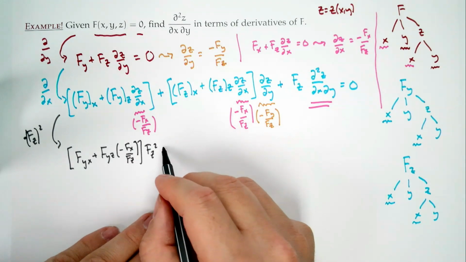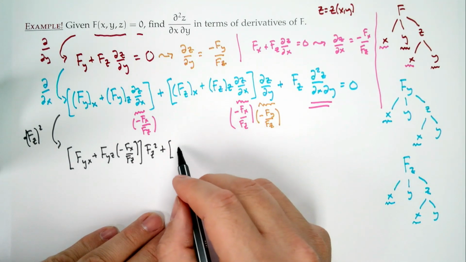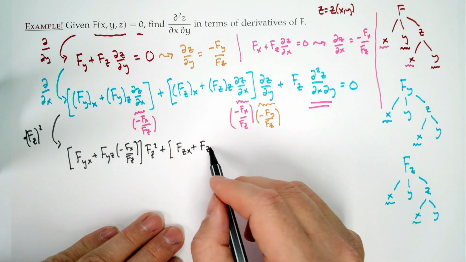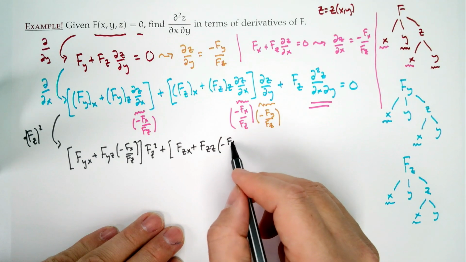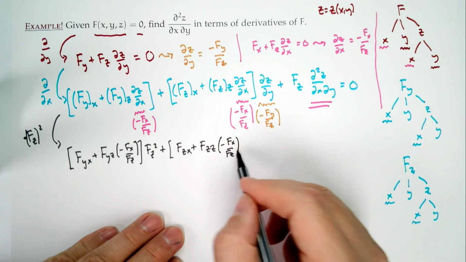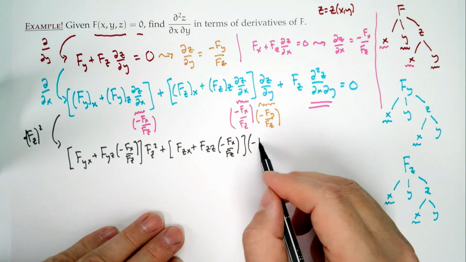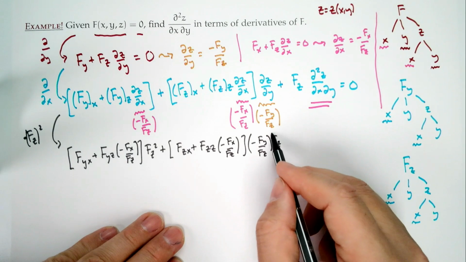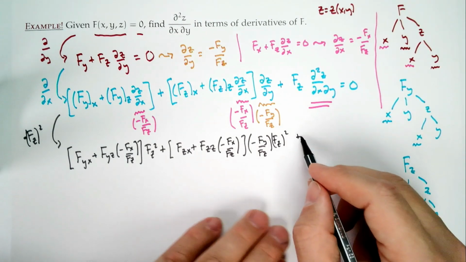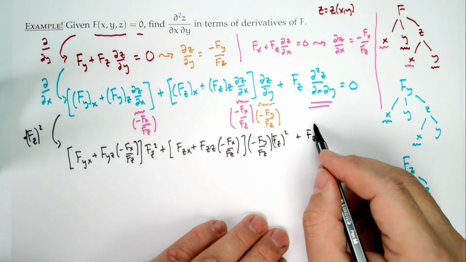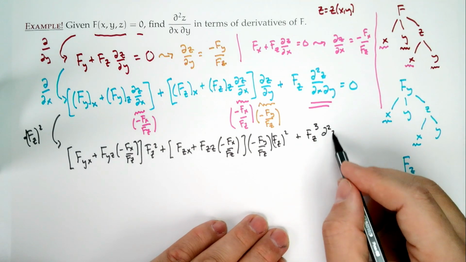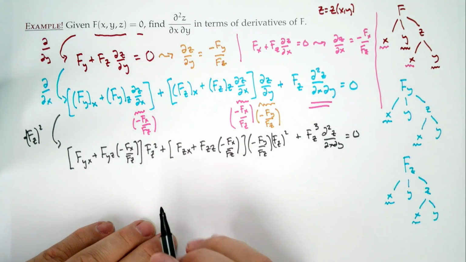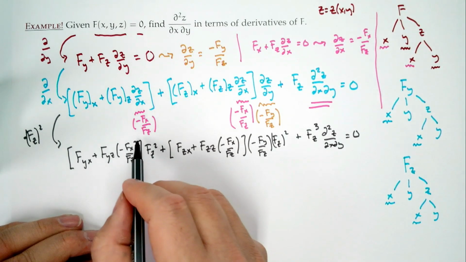Again, we'll clean this up in a second. Don't worry, we'll get there. Plus, second term, f z x plus f z z times minus f x over f z. Then we have minus f y over f z. And then we're going to have an f z squared plus f z cubed times partial squared z, partial x, partial y, all equals 0. Okay, let's clean this up.